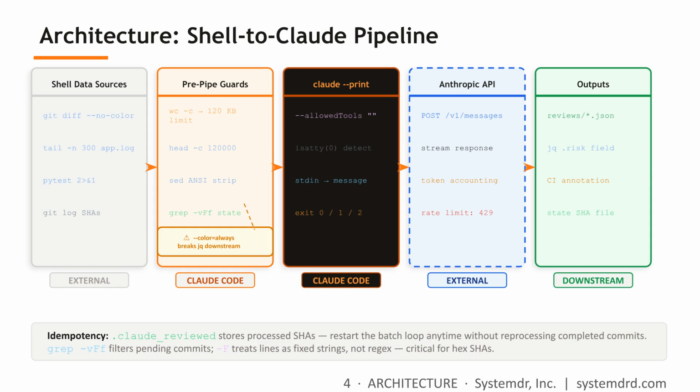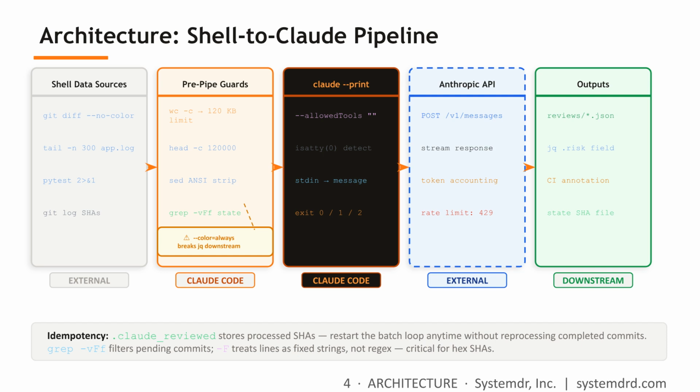That warning callout between stages 1 and 2, that's the ANSI failure point. If you use git diff with --color=always, the color codes survive the pipe and end up in Claude's stdout. When your pipeline tries to run jq on the output, it throws a parse error on the escape sequences. This is the most common "works on my laptop, breaks in CI" failure in this pattern. The fix is always use git diff --no-color.